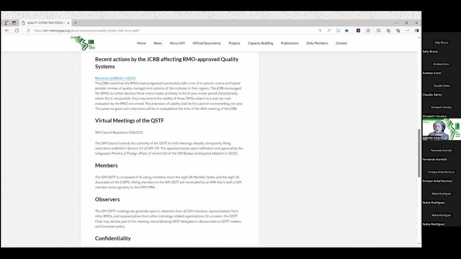As you scroll down the website, you will notice that there is other information, including two key resolutions that concern QSTF. One is from the SIM Council in 2021 regarding virtual meetings, and one is from the JCRB from 2022. So they're on the webpage of SIM if you want to have a closer look at those resolutions. Finally, on this page, you will also find information about members, observers, confidentiality of the work we do, as well as, but not shown in this presentation, the history of SIM-QSTF. And as I mentioned, the contact information of the SIM-QSTF leadership is at the bottom of that page.